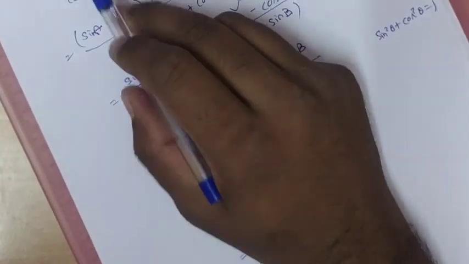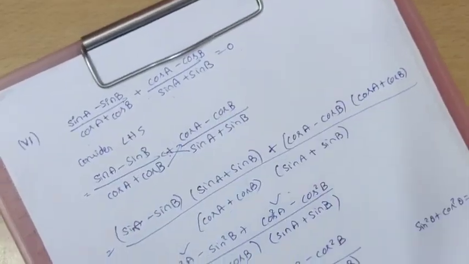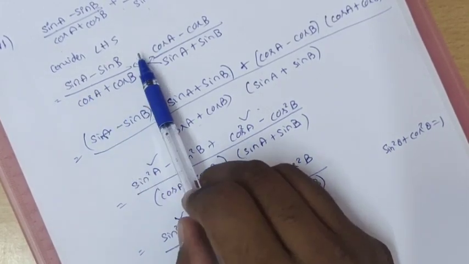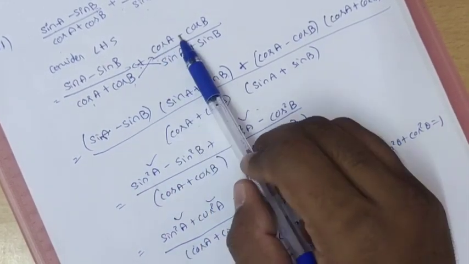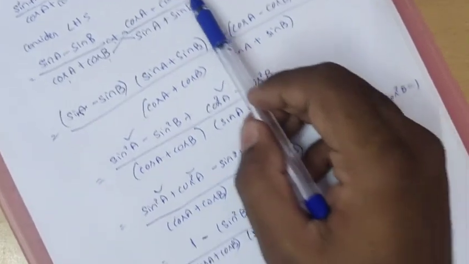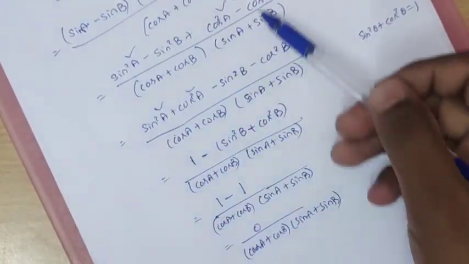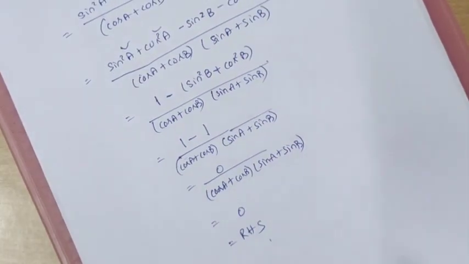So what have we taken? We have taken LHS and we have proved RHS. LHS is sin A minus sin B dividing by cos A plus cos B plus cos A minus cos B dividing by sin A plus sin B. By proving this by the cross multiplication method, we get 0 as RHS. So this is your result.